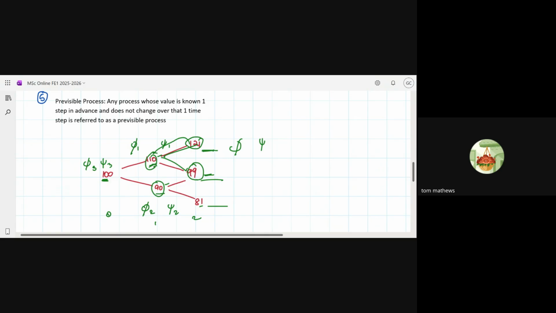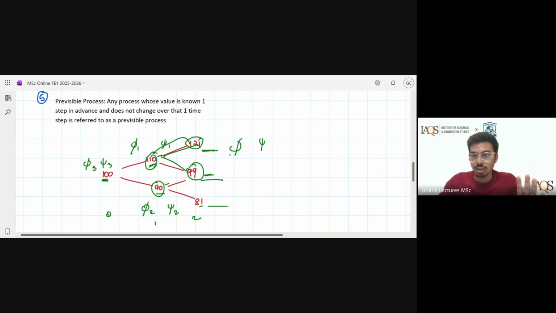That means phi and psi are not constant. They may change, but within one time step they stay constant. Over here the value of phi and psi stayed constant. Over here the value of phi and psi were not the same as the up move, but in itself they stayed constant between this time.